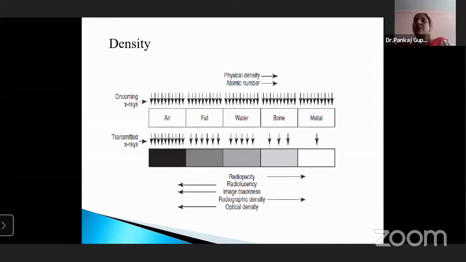Fat will allow fewer photons than air to reach the photographic film, so it will appear lighter than air. Water will allow fewer than fat, so it will appear lighter still on the radiographic film. Bone will allow a minimum number of photons to reach the photographic film, so it will appear lighter than water or soft tissue. And metal will block almost all the photons, so it will appear completely white on the radiograph.